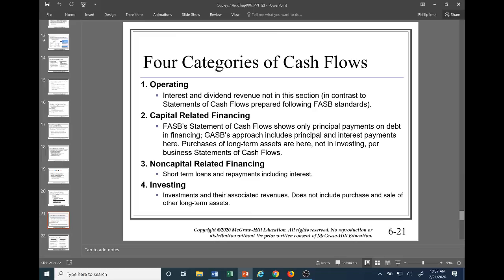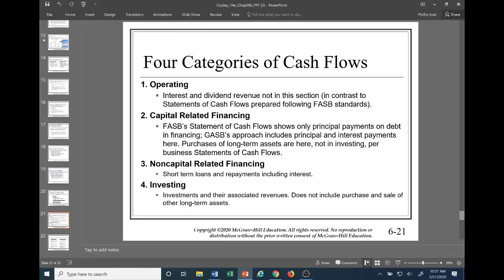So let's see here. The operating section, interest and dividend revenue is not in this section. And that contradicts the statement of cash flows prepared following FASB, because if we know in the operating, we count interest and dividend revenue as operating income, right? So it's a cash flows from operations. Well, GASB's saying not here. It's not reported in the operating section, okay? Capital relating financing. I'm sorry, I told you wrong. Financing has 2 parts. Investing has 1, sorry.